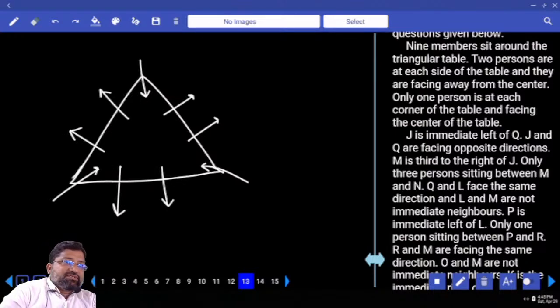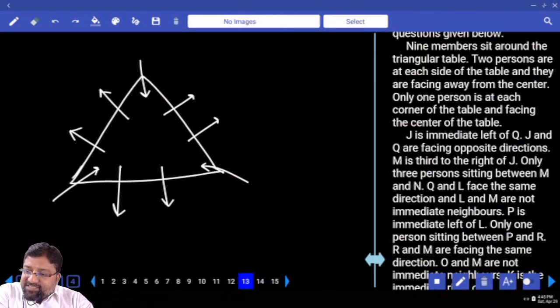Total number of persons 9. J sits to the immediate left of Q. J and Q are facing opposite directions. So either Q or J, one person is in the corner, right? So J sits to the immediate left of Q.